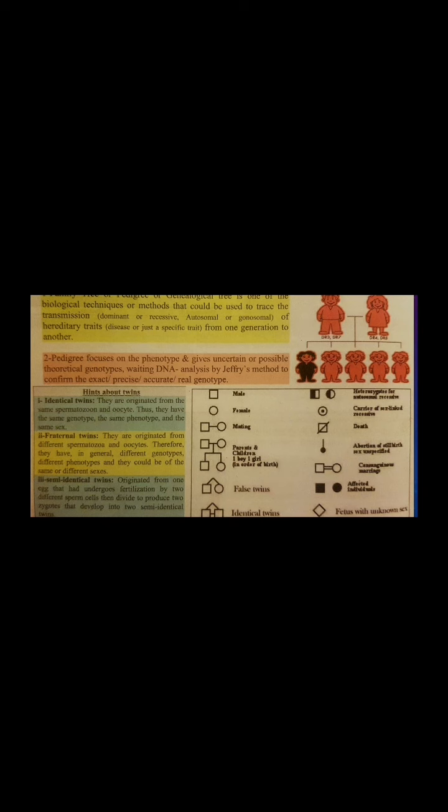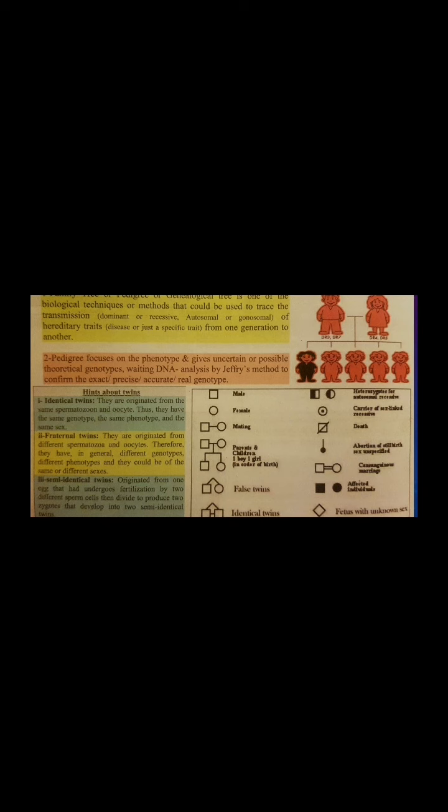The hereditary trait, for example, could be any trait you want. In addition, it can be a disease that is transmitted from one generation to another. So in our chapter today, we are studying the transmission of the trait. Pedigree focuses on the phenotype and gives an uncertain or possible theoretical genotype.